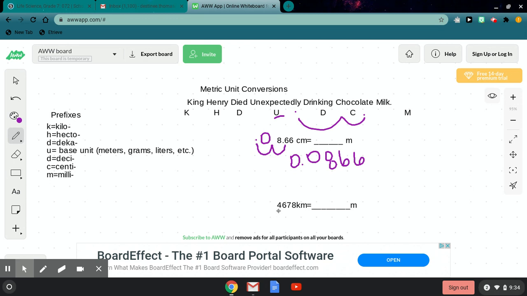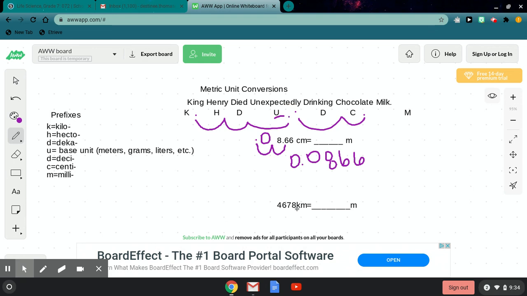Now, the next one, you have 4,678 kilometers, and we want to convert to meters. So remember, our decimal point is going to be after the K if we're starting with kilometers. And then we want to move to our base unit right here, which is meters. But remember, we got to go behind it, to the right of it. So from kilometers, we'll move over hecto, over deca, and over base unit, and here we are. So that was 3 spaces.